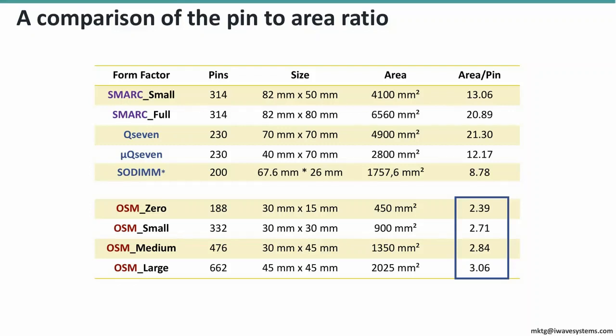But if you go to the largest OSM, it is just 3 mm square per pin, okay? So it is more than 4.5 times more tightly packed compared to even the small one. If you look at Q7, it is one of the biggest in area, but it gives the lowest pins, correct, 230 pins. And the OSM large is almost 7 times more densely packed per pin. Yeah, you'll have to take it correct at the end of the day.